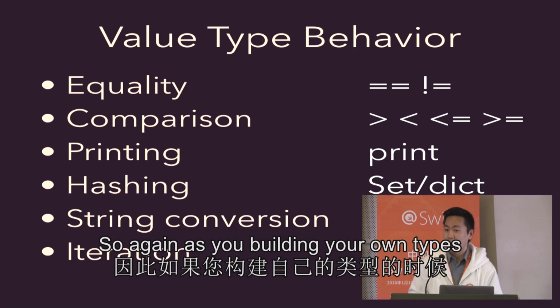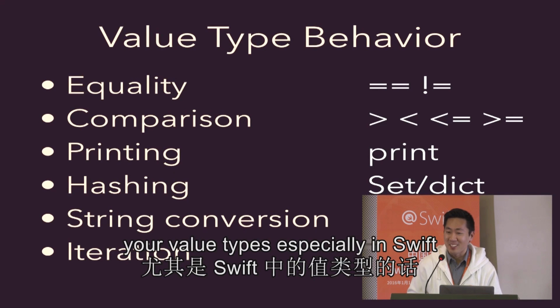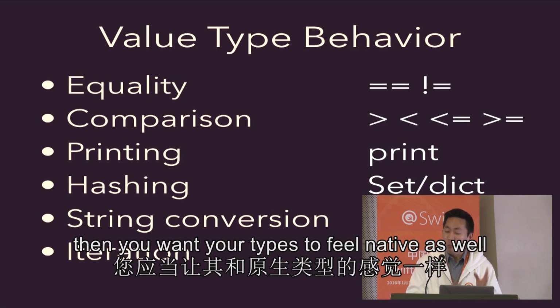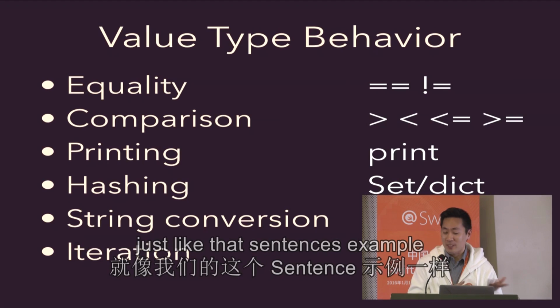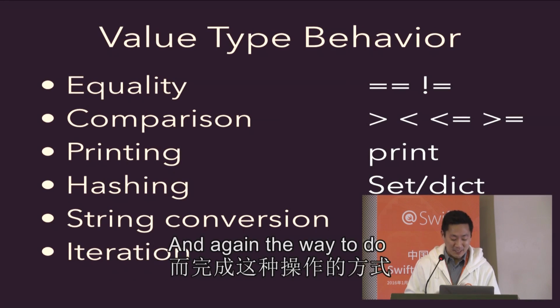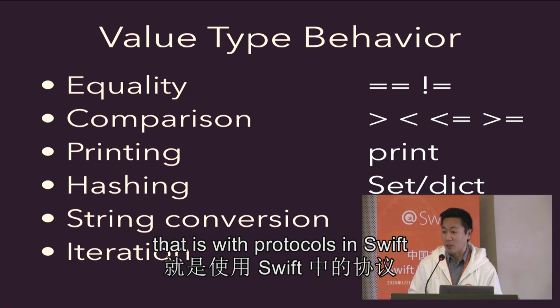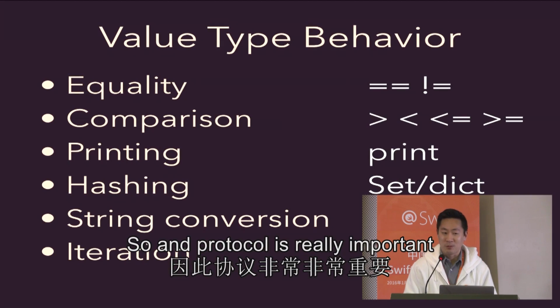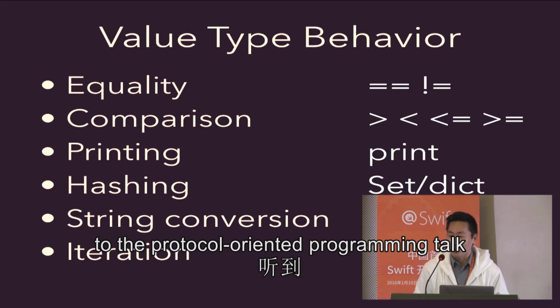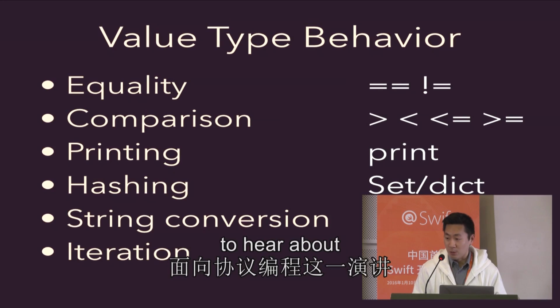So again, as you're building your own value types, especially in Swift, you want your types to feel native as well, just like that sentence example. And the way to do that is with protocols in Swift. So I think protocols are really important, and I'm looking forward to the protocol-oriented programming talk to hear more about it.